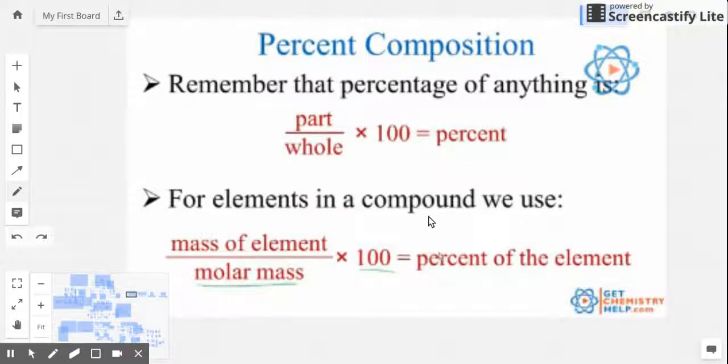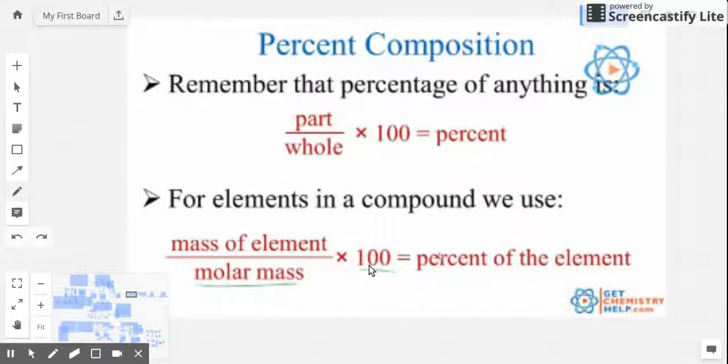For elements in a compound, so when we have a chemical formula of a compound, we need to remember that to get the percentage of that particular element, you need to get the mass of that particular element divided by the molar mass of the compound. Where do we get the mass values? We get it in the periodic table. So it's always the mass of the component you're looking for divided by the total mass of the compound. Then after dividing, we have to multiply it by 100 to get the percentage of that particular element.